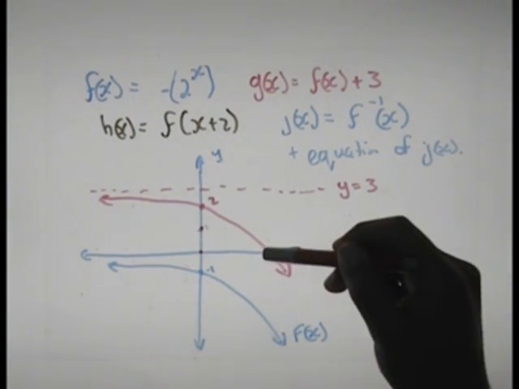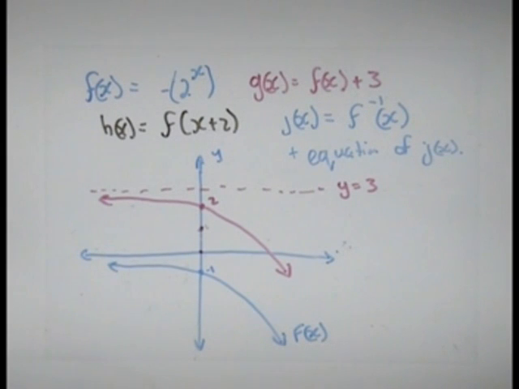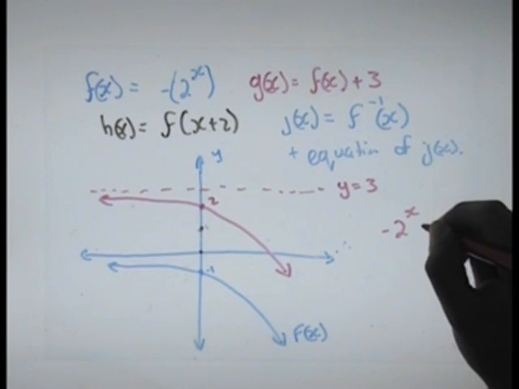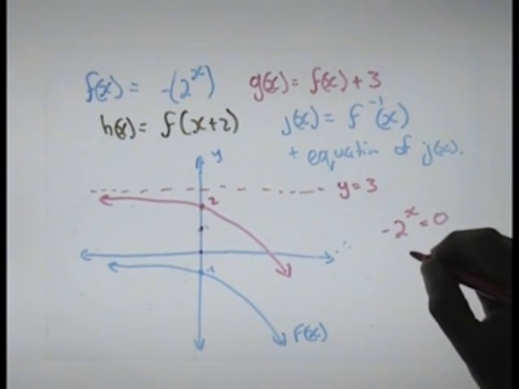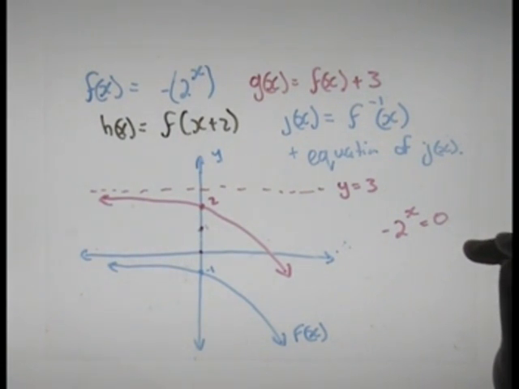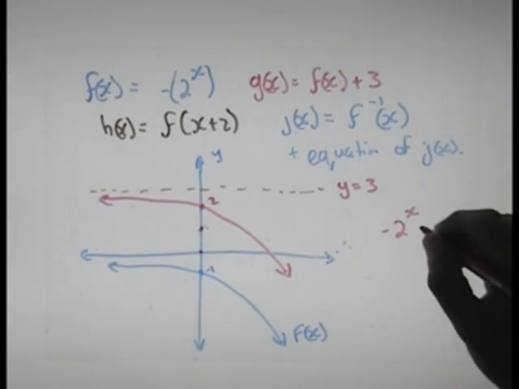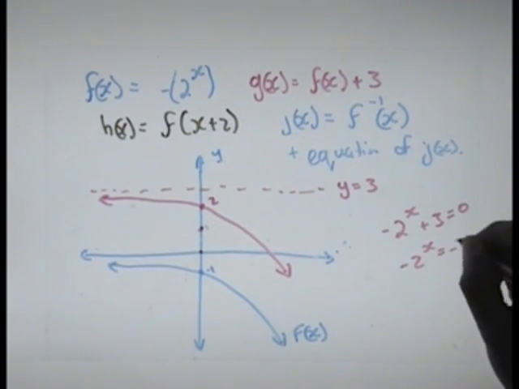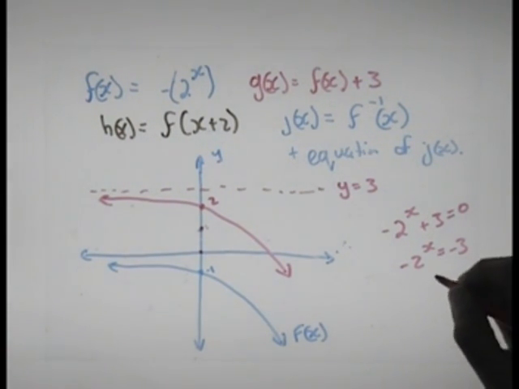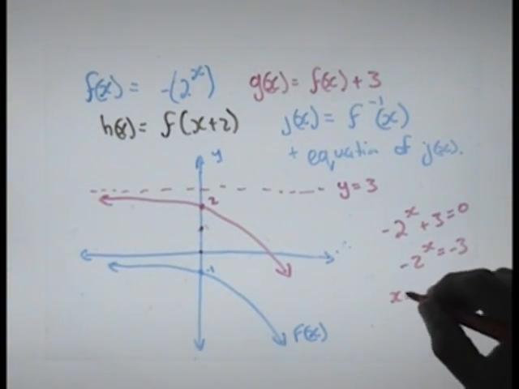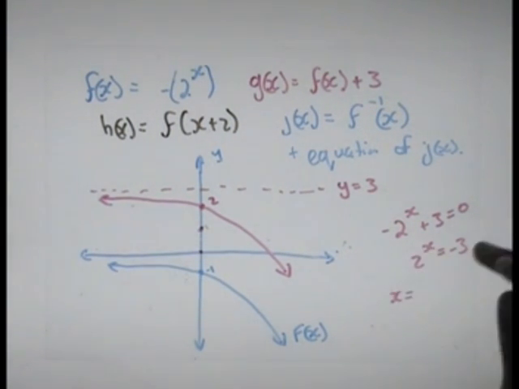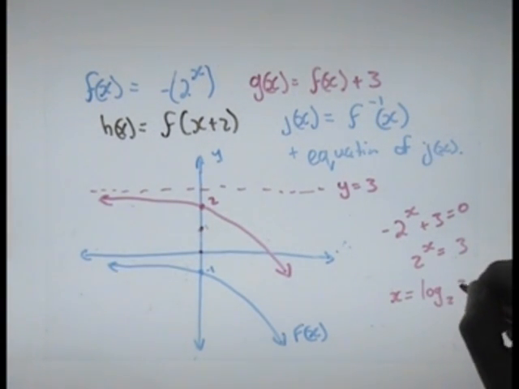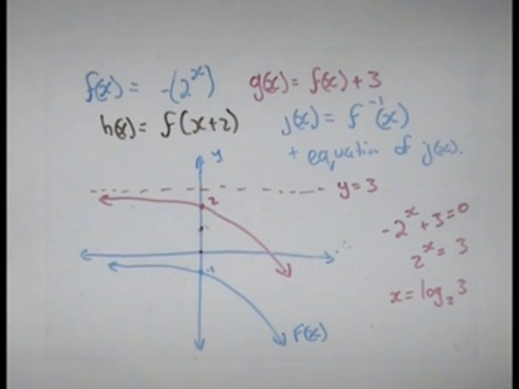I can calculate this point if I want to, that x value. That's just going to be the x value when negative 2 to the power x is equal to 0. No, sorry, negative 2 to the power x plus 3 is equal to 0. That means that negative 2 to the power x is equal to negative 3. I can use logs for this. That means that x is equal to, well, first I can divide through by the negative. That means that x is going to equal log base 2 of 3, which I don't need to find out.